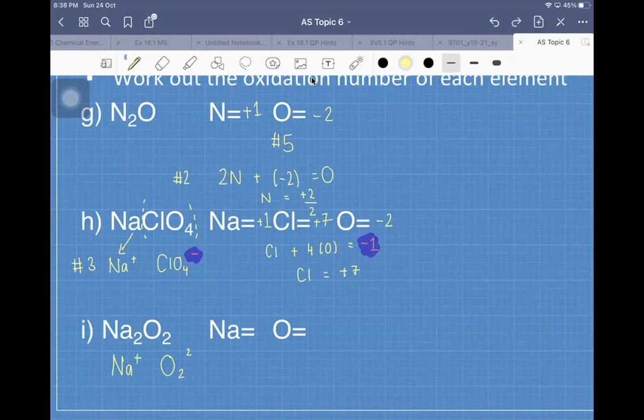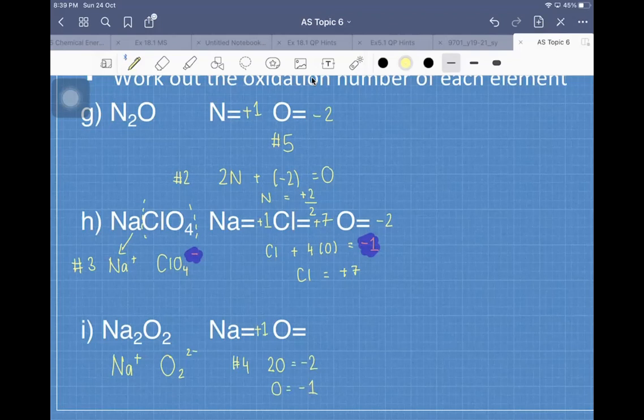If you bring down the plus and you bring down the 2, it becomes Na2O2. Based on rule number 3 again, sodium will be +1. Oxygen, we have to work out: 2O is equal to -2. So this is rule number 4, polyatomic ion. So you work out your oxygen to be -1. Again, this is not the common oxidation number of oxygen.